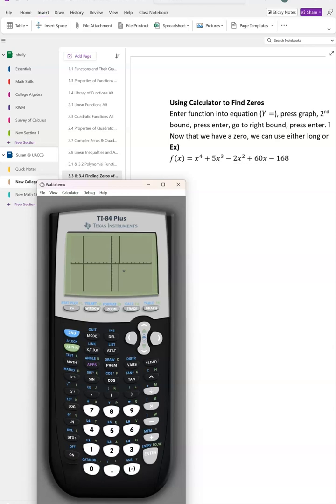Probably need to change our window, so let's change our window a little bit so we can go to window. Let's do -50. See what happens. Oh wow, maybe that was too much. Yeah, definitely.